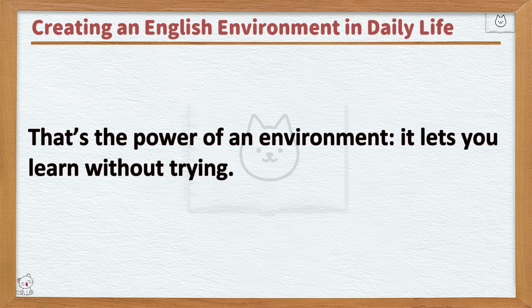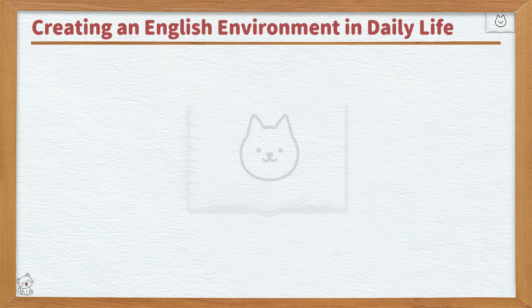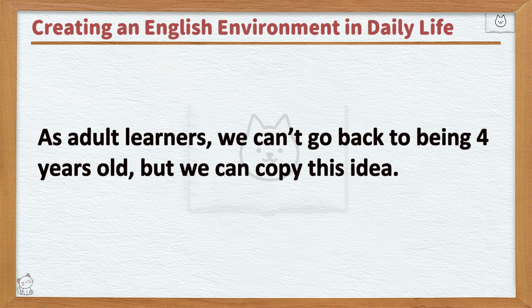That's the power of an environment. It lets you learn without trying. Your brain gets used to the sounds, the rhythm, and the way words fit together, until English feels less like a foreign language and more like something you know intuitively. As adult learners, we can't go back to being 4 years old, but we can copy this idea.